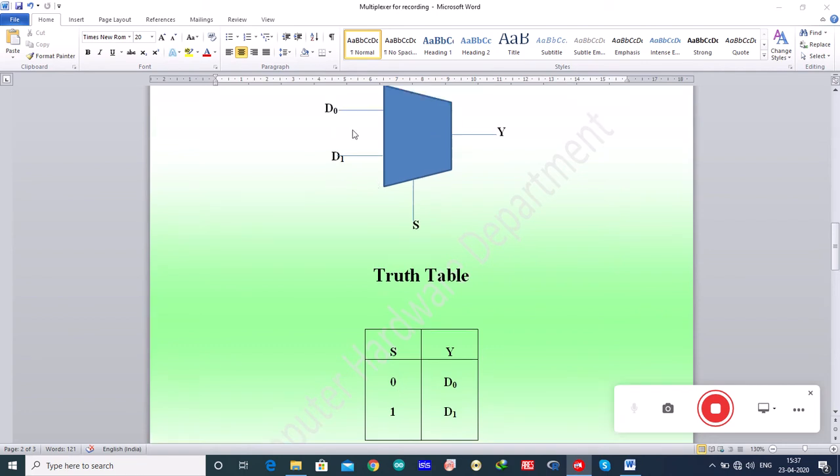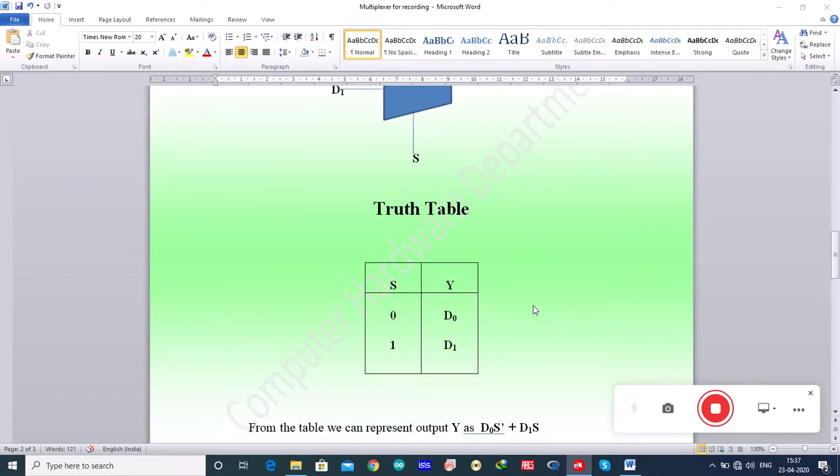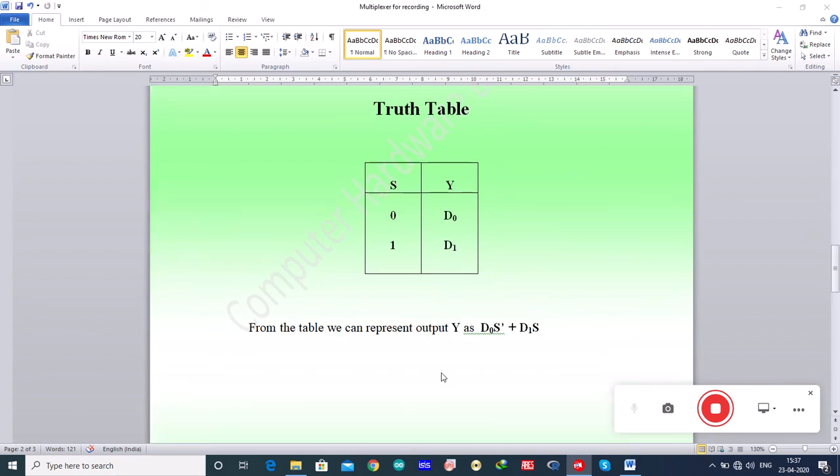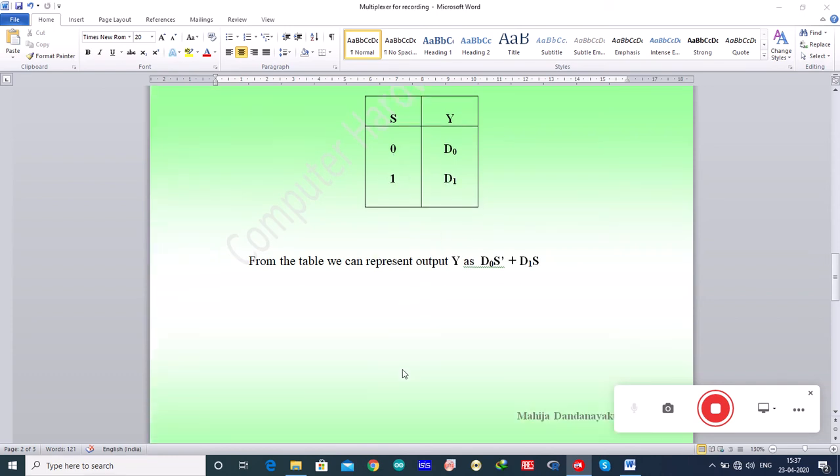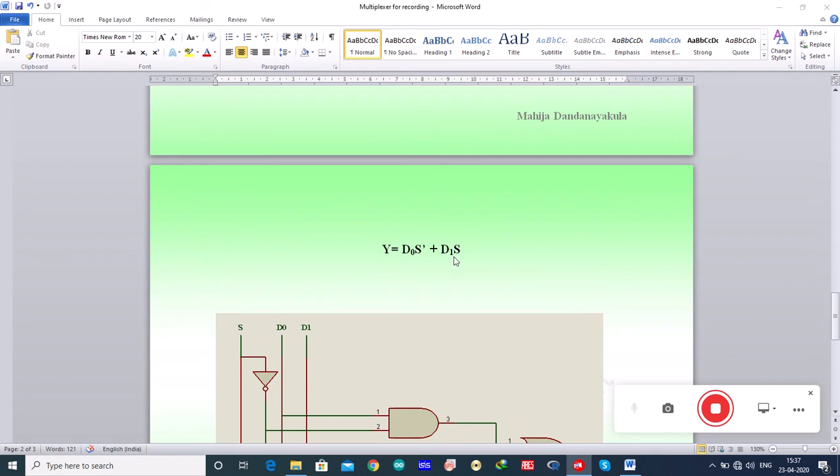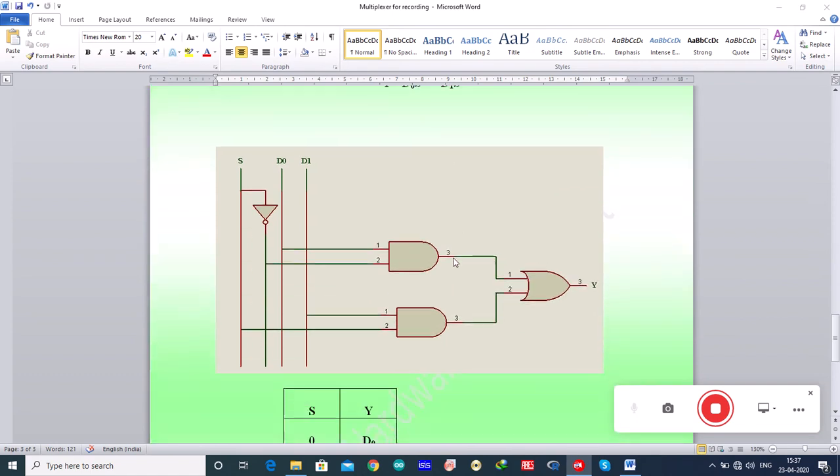When S is 0, input D0 appears at the output, and when S is 1, input D1 appears at the output. After designing the circuit, we'll see whether we'll have the same functionality or not. Once you have the truth table, you can write the equation for the output. Output Y equal to D0 into S complement plus D1 into S. You have the equation in your hand, so you can draw the circuit very easily.